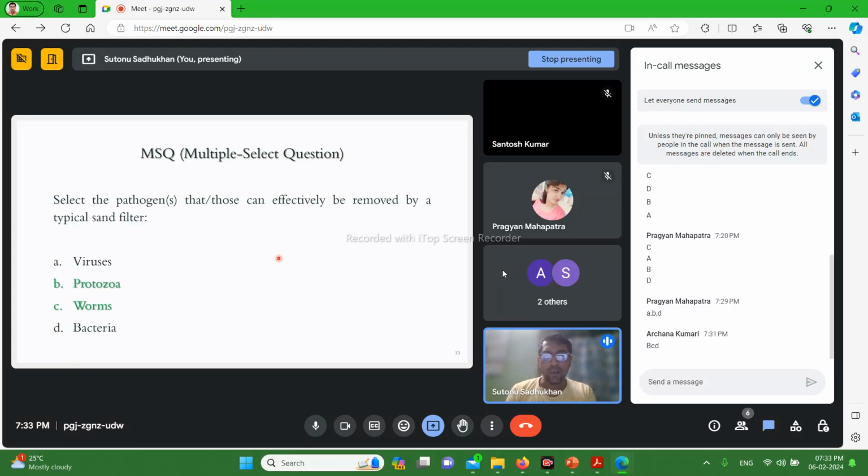So nevertheless, the viruses and bacteria have got a smaller size, but the protozoa and worms, they can be just like an earthworm. So the worms are visible to the naked eye, and they can obviously be separated by using a typical sand filter. Okay.